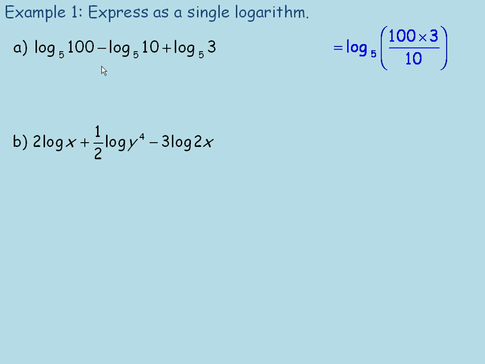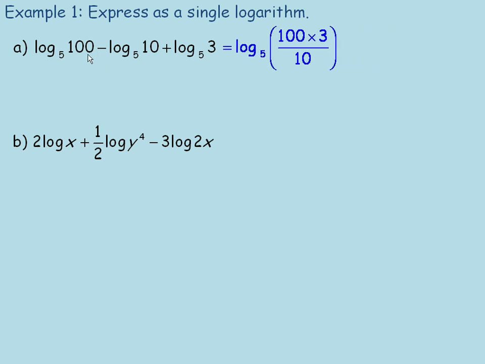And so in the first example here, we have the log of 100, and they're all base 5, minus the log of 10, plus the log of 3, of course all base 5. And so the log of 100 minus the log of 10, the quotient law from the last page says we would take the 100 and divide it by the 10, so we have 100 over 10, and then we're adding to that the log of 3. So since we're adding that logarithm to this, we would multiply by 3.